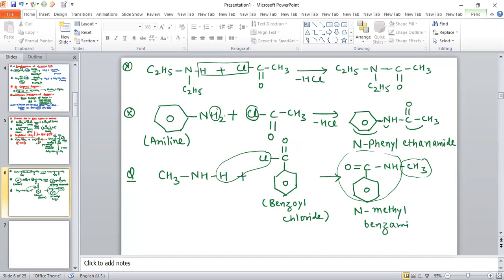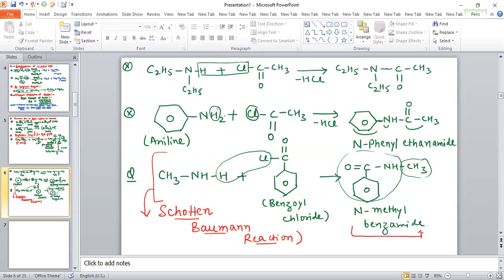This reaction which we have discussed is basically a named reaction. What is the name of this reaction? The name of this reaction we call the Schotten-Baumann reaction. This is the formation of N-methyl benzamide.